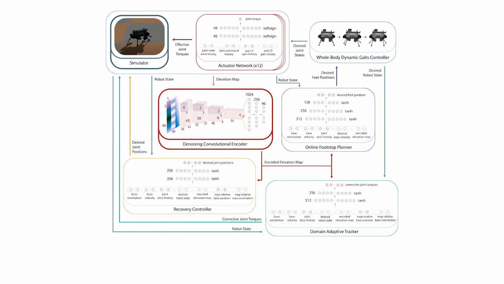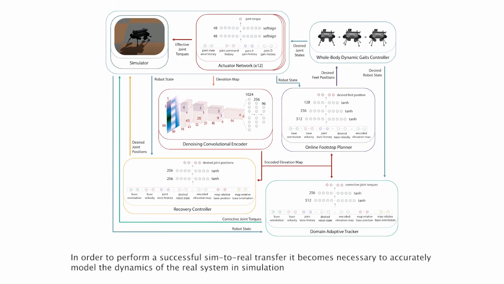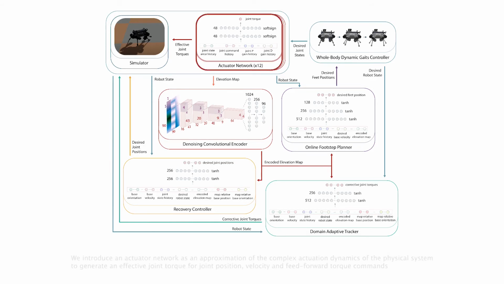Furthermore, since we use a physics simulator to train these policies, it becomes necessary to accurately model the dynamics of the system, making it easier to perform a sim-to-real transfer. In this regard, we introduce an actuator network as an approximation of the complex actuation dynamics of the physical system to generate an effective joint torque for joint position, velocity, and feed-forward torque commands.